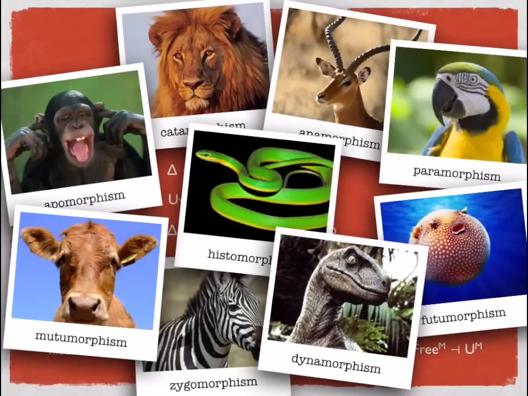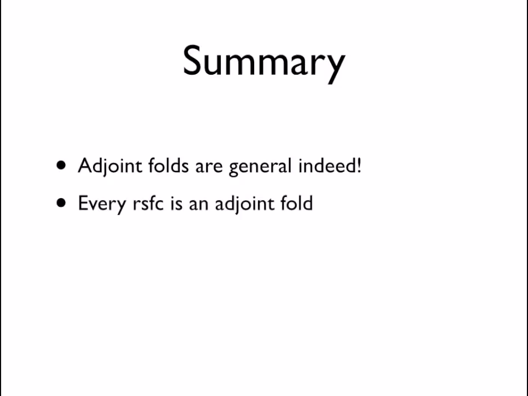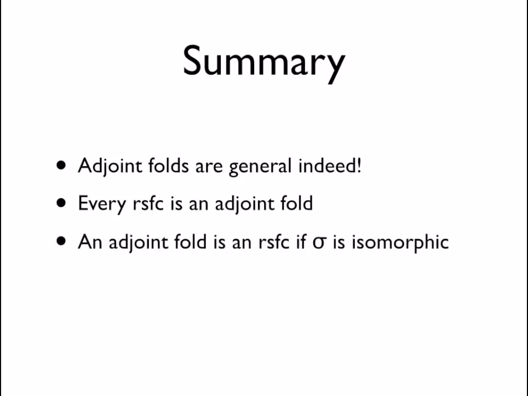It turns out that all of the different recursion schemes that we know of are related by some adjunction. And here's a table that shows some of the main results. In summary, it turns out that adjoint folds are general indeed. The main result is that every RSFC is in fact an adjoint fold. The details are a bit technical, but it turns out that under special circumstances, namely when sigma is isomorphic, adjoint folds are also instances of RSFCs. But in general, adjoint folds are strictly more powerful.